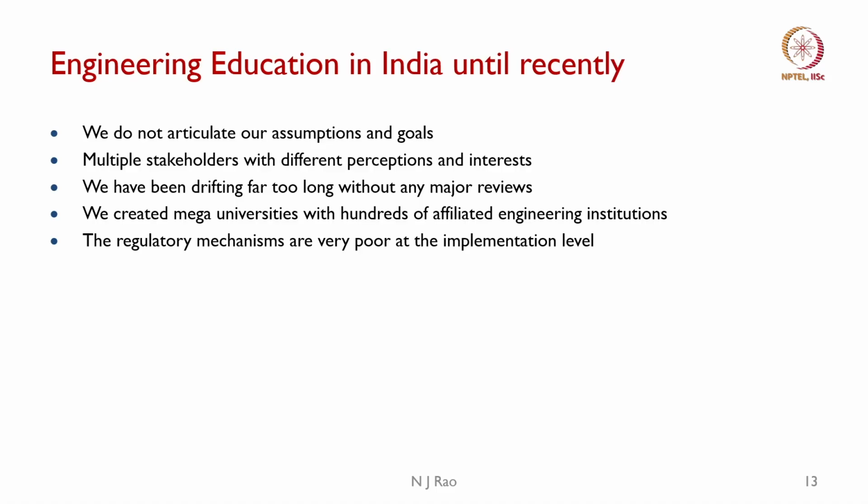Another issue which doesn't happen anywhere else in the world: we created mega universities with hundreds of affiliated engineering institutions. When you have a large number of affiliated non-autonomous engineering institutions, the problem becomes different. The problem now becomes how do you conduct the mega activities, like admissions, conducting exams, making sure, and we have to follow a large number of practices in the name of transparency, and then evaluating the student performance in a centralized way and declaring the results in a centralized manner. So when you have such a thing, the focus becomes the centralized process rather than teaching and learning. And we haven't come out of that as yet.